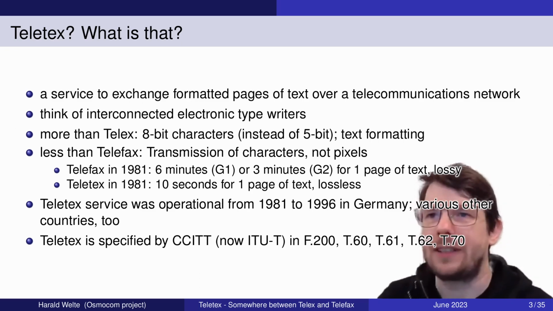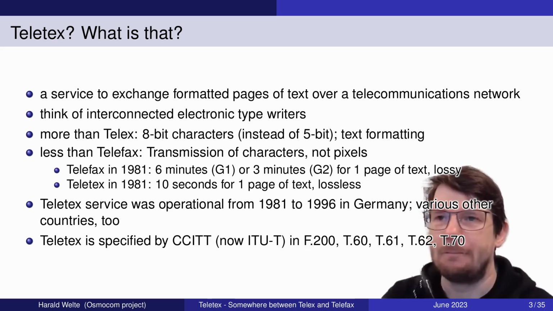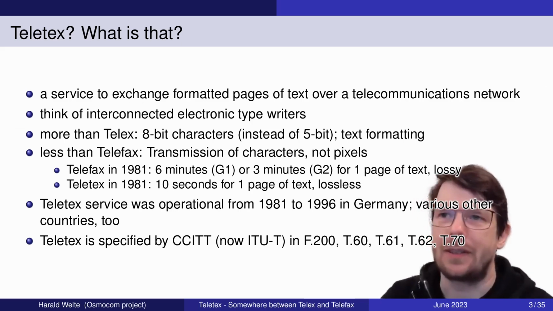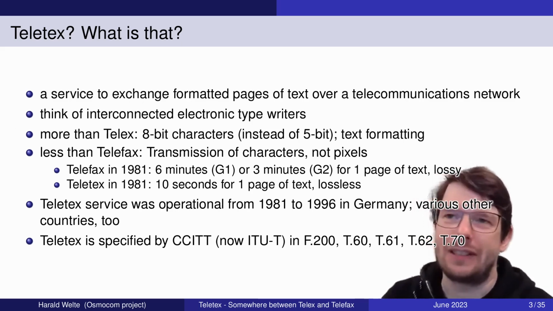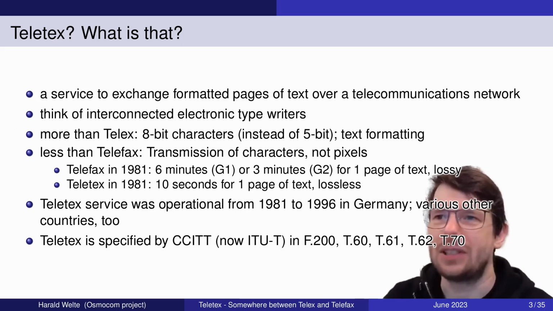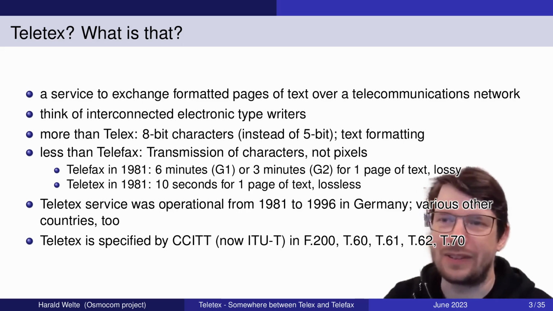But if you compare it with Telefax again, I think the key advantage that was also advertised at the time for Teletex is that you only need 10 seconds to transmit one page of text, lossless with error correction and so on. Whereas with Telefax back in 1981, I think only G1 and G2 fax existed, which meant 6 minutes or 3 minutes of transmission time for one page of text, with errors and lossy and a very grainy representation at the other end. So that's a key difference, of course, and it's also one of the things that was always advertised by the proponents of Teletex.